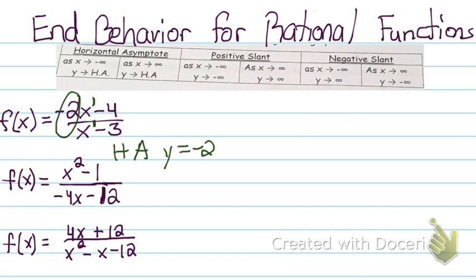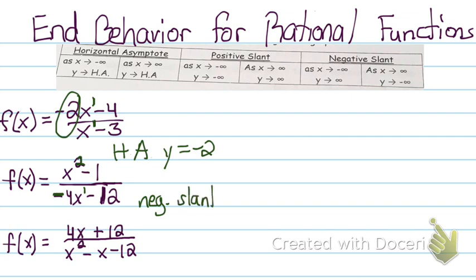The highest degree in the numerator is 2, and the highest degree in the denominator is a 1. So, since the degree is greater in the numerator, there's no horizontal asymptote because you have a slant. Now, I have to figure out, do I have a positive slant or a negative slant? Looking at the leading coefficients in the numerator and denominator, you can notice that I have a negative sign. Therefore, I have a negative slant. And I'm just going to make a note right here.